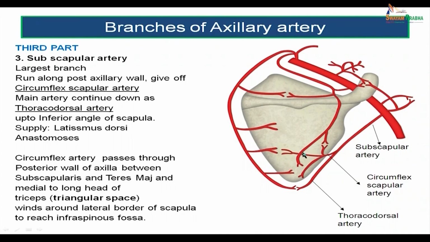Now, the circumflex scapular artery is an important blood vessel. It passes between the subscapularis muscle and the teres major muscle, and all the time it is medial to the long head of triceps. In this location, it is in the area called as the triangular space. It winds around the lateral border of scapula and reaches this area called infraspinous fossa.